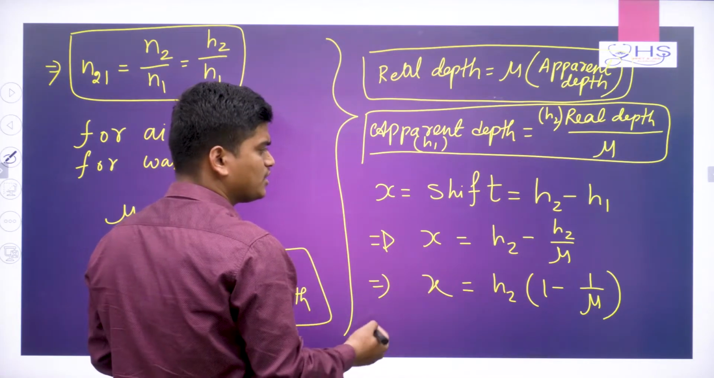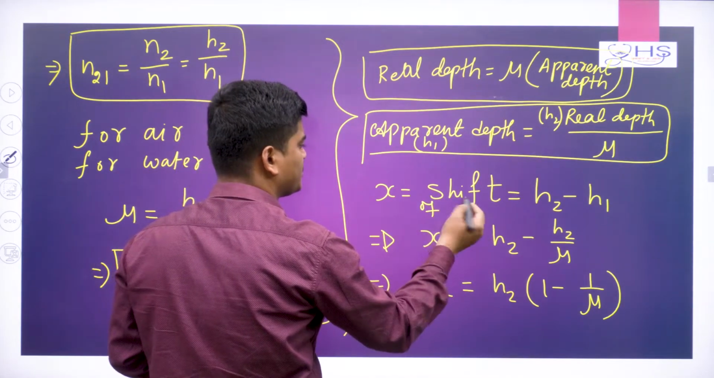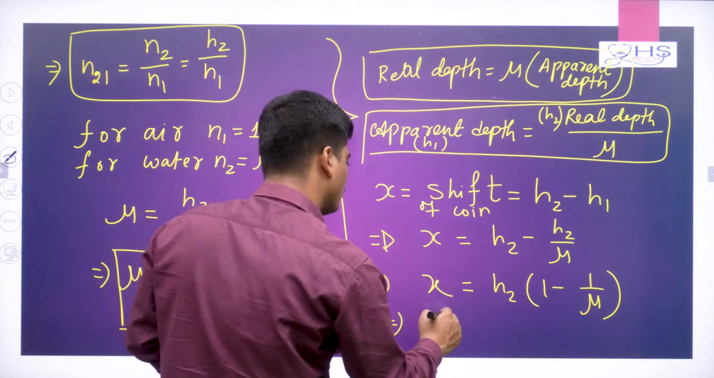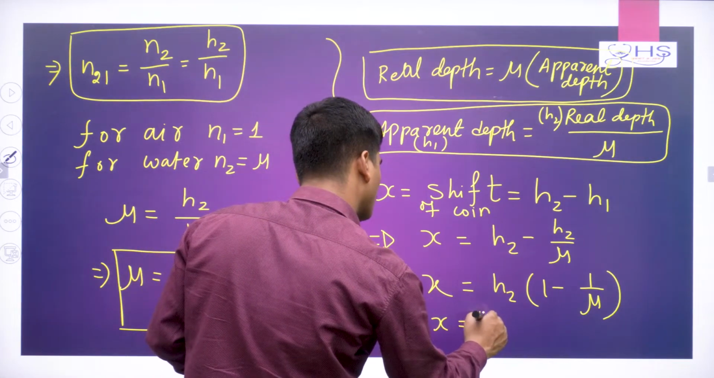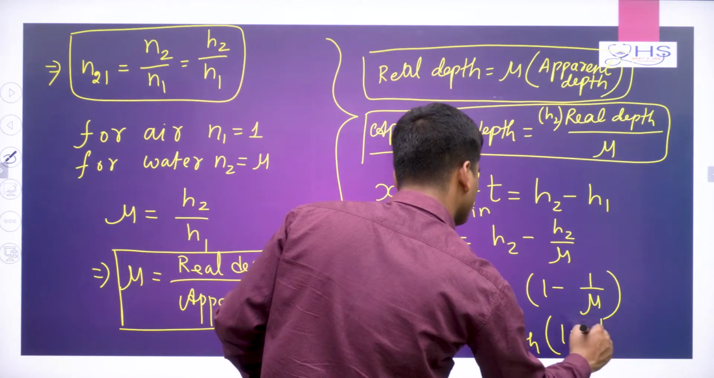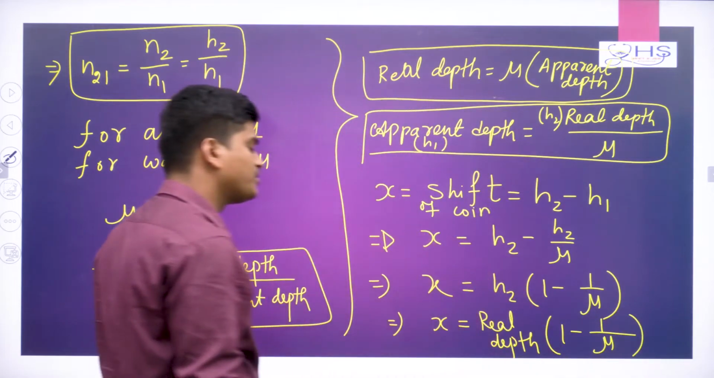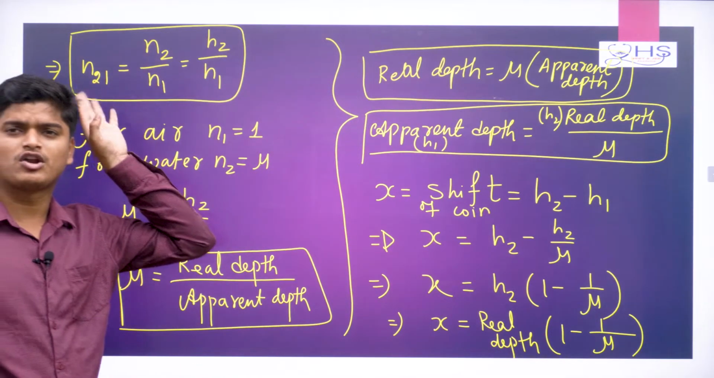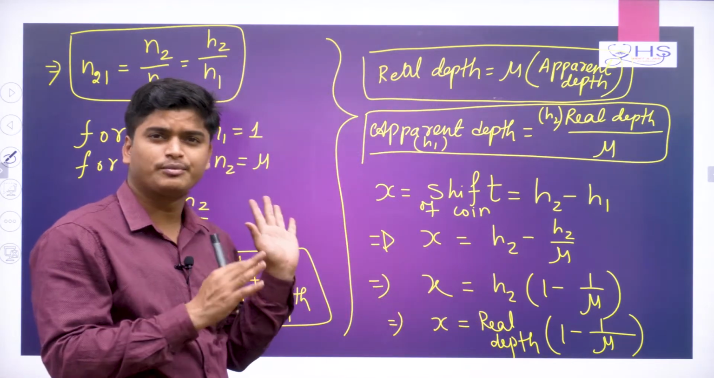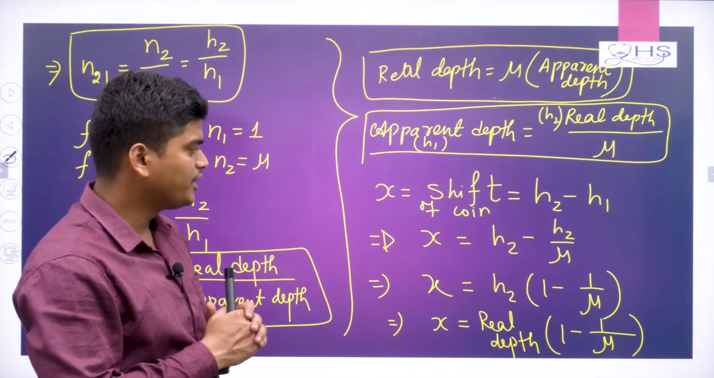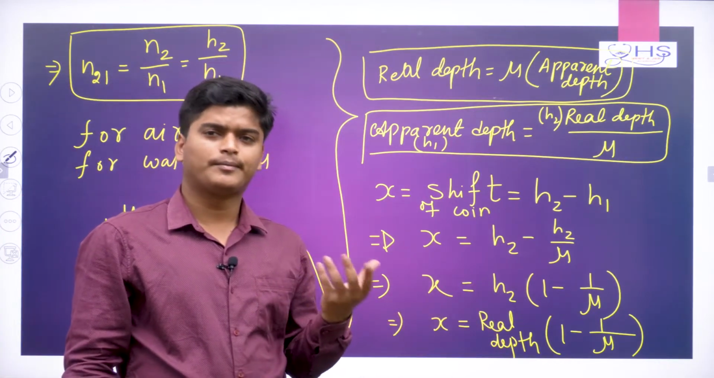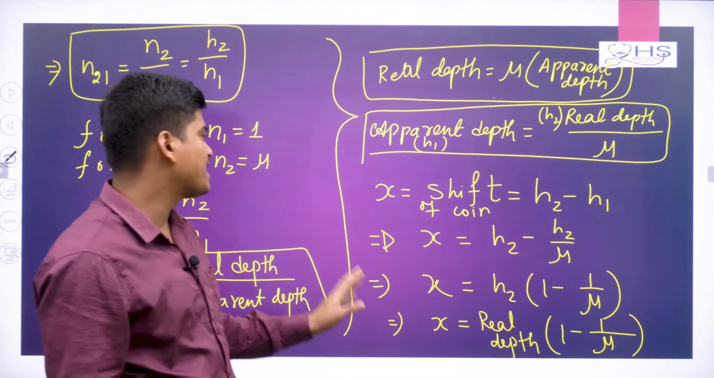So what is the shift? The shifting of the coin you can write as h2 into 1 minus 1 by mu, or x equal to real depth into 1 minus 1 by the refractive index of the denser medium. If your eye is above and you are observing from above, then this formula is correct. Understood? Most of the time the question will be like this only, so no need to worry about any other medium. Either they will give the refractive index and ask something, or mostly water, or they can say glass slab also.